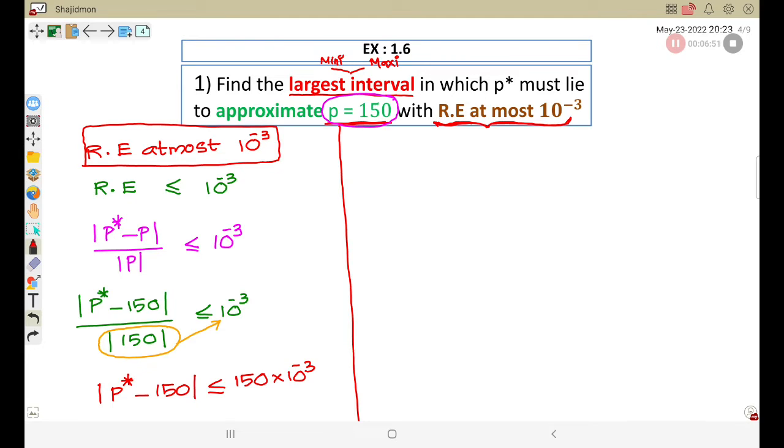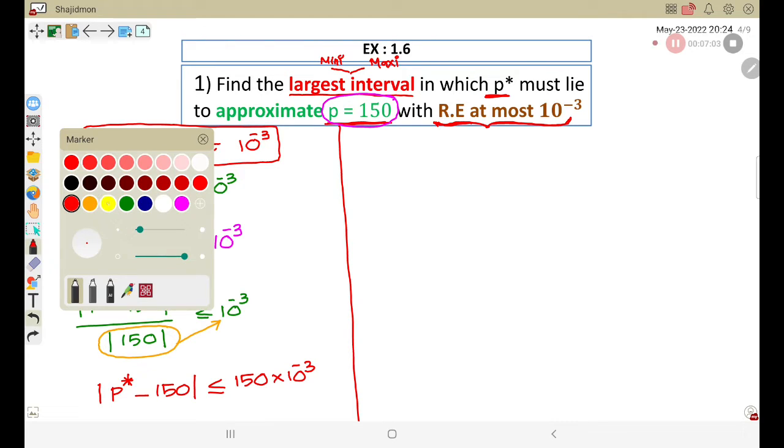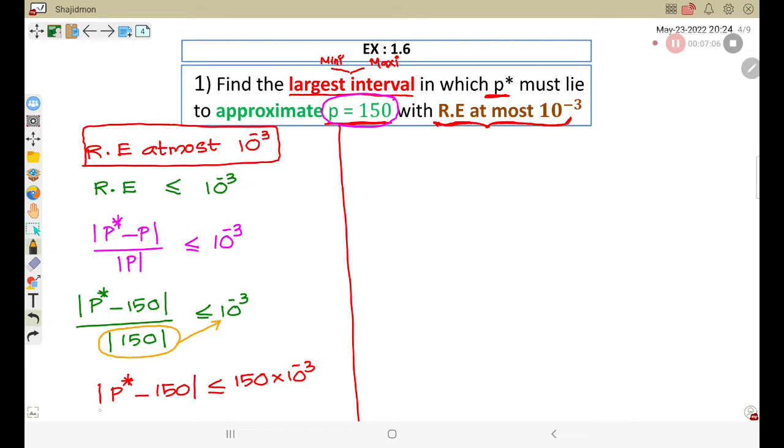Now what is our aim? We need to find the p star value, correct? Find the largest interval in which p star lies, minimum and maximum, that interval we need to calculate, correct? So what we do in the next step is delete this absolute symbol. How are we deleting the absolute symbol? Just think about the term inside that absolute symbol: p star minus 150. So I am just writing here p star minus 150.